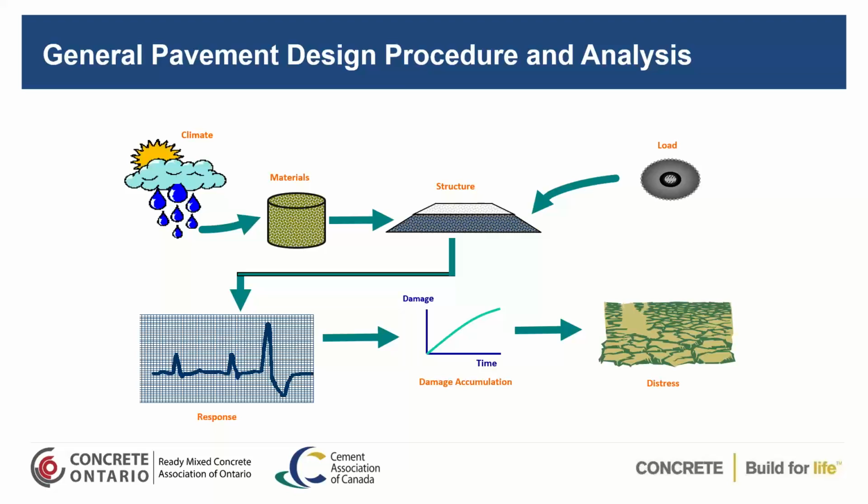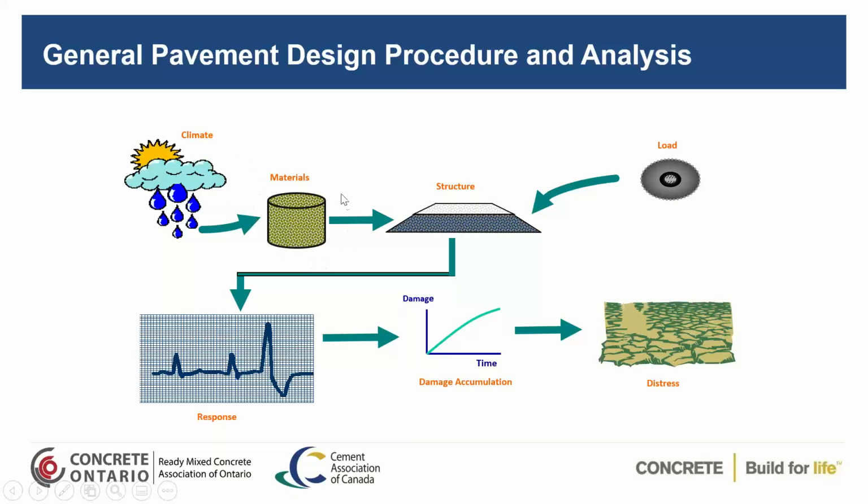So when you're doing pavement design, there's a lot of different aspects that you have to consider. The first thing you have to look at is what are the climatic conditions? Do you have a lot of sun? Do you have a lot of rain? Do you have freeze-thaw environments? You have to design your pavement for whatever climatic conditions you're in.